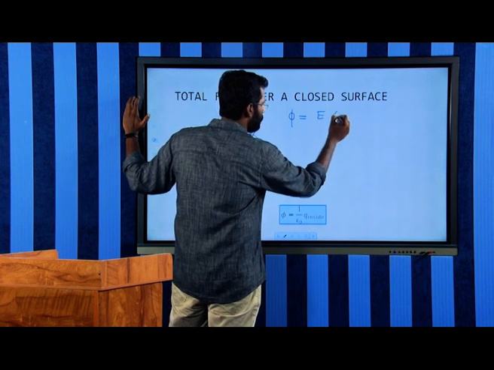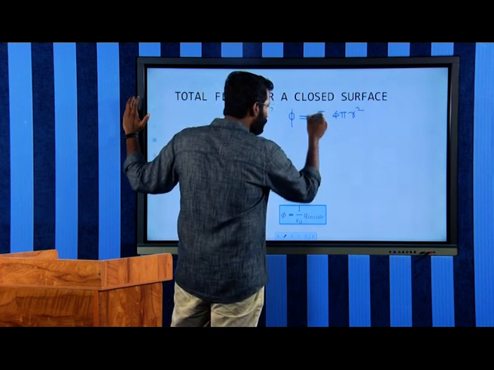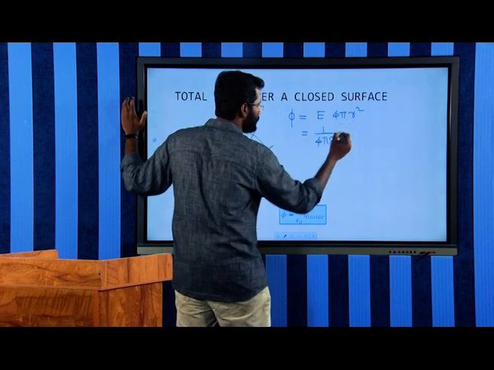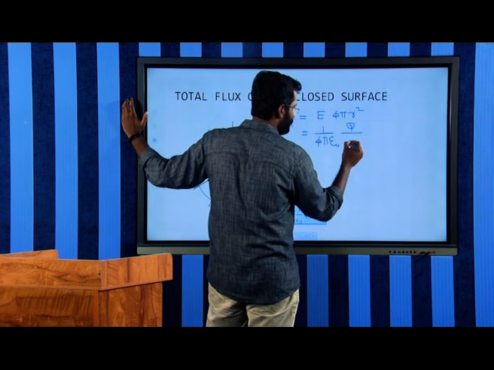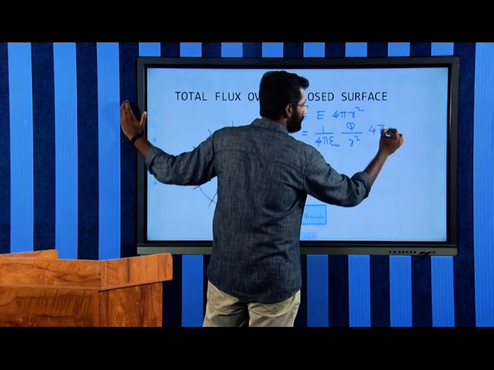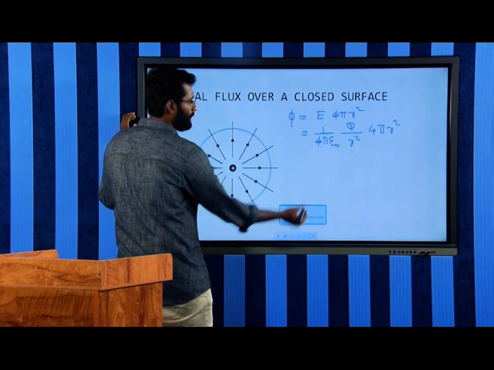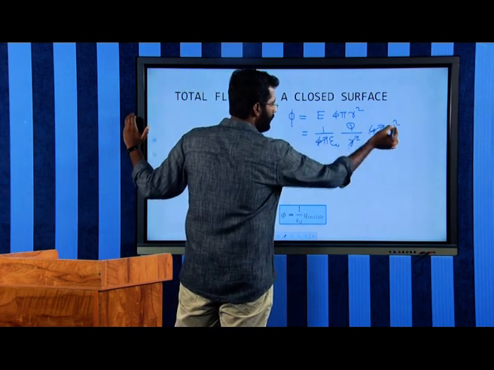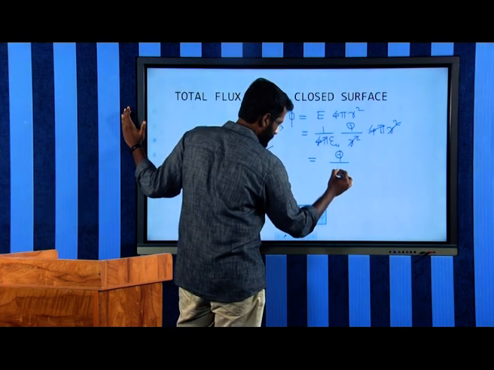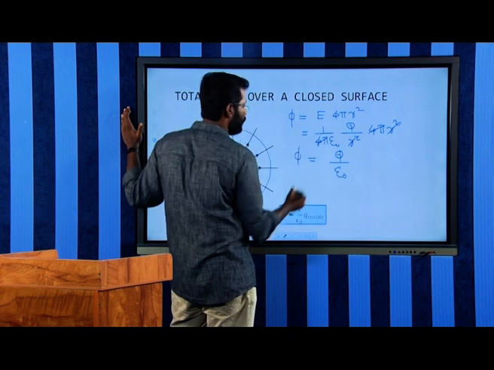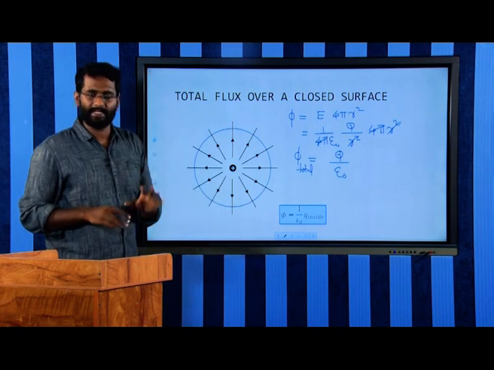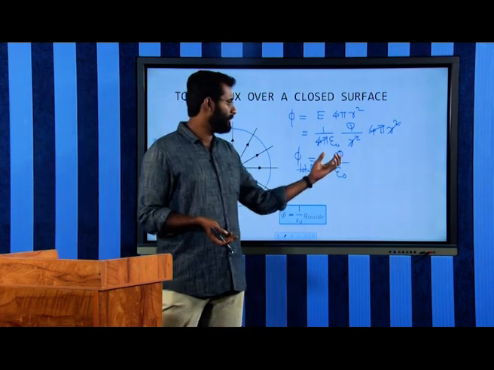So we got phi is equal to E into 4 pi r square, and the value of E, as we know, is 1 by 4 pi epsilon 0 q by r square, into the remaining 4 pi r square. Now here we can see that 4 pi and r square got cancelled, and finally we got the result q by epsilon 0. So phi, the total flux, or we can put a suffix total here, the total flux over that closed surface is exactly q by epsilon 0.